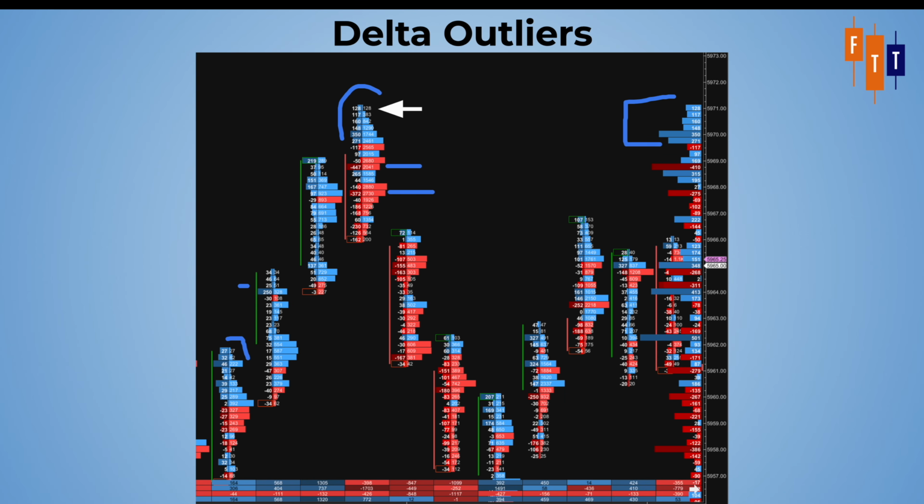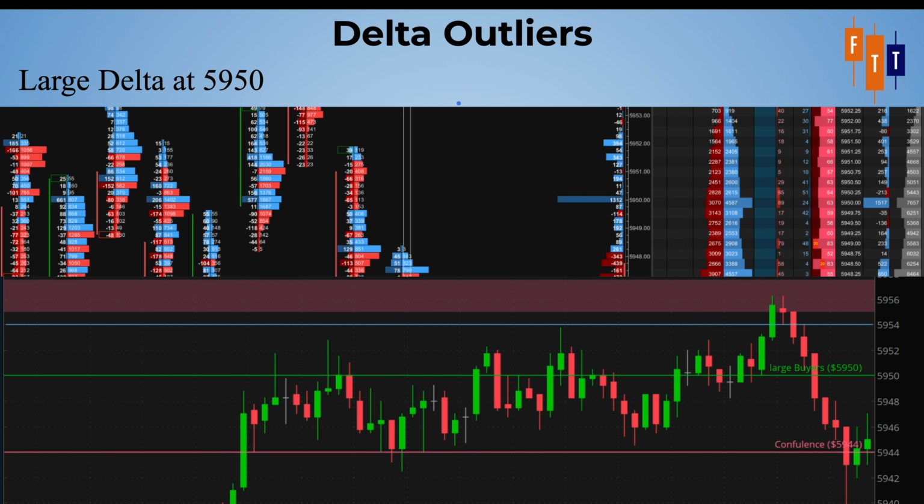We can see it on the profile right here. There's a lot of effort by buyers, and then we come back down below the open of this candle, and then selling steps in, and then this thing moves lower. We can see more outliers on the depth of market and the footprint chart. So I have this lined up. The depth of market, which was the last episode, and now we're going to look at a large delta outlier, which you can see in the footprint and on the depth of market.